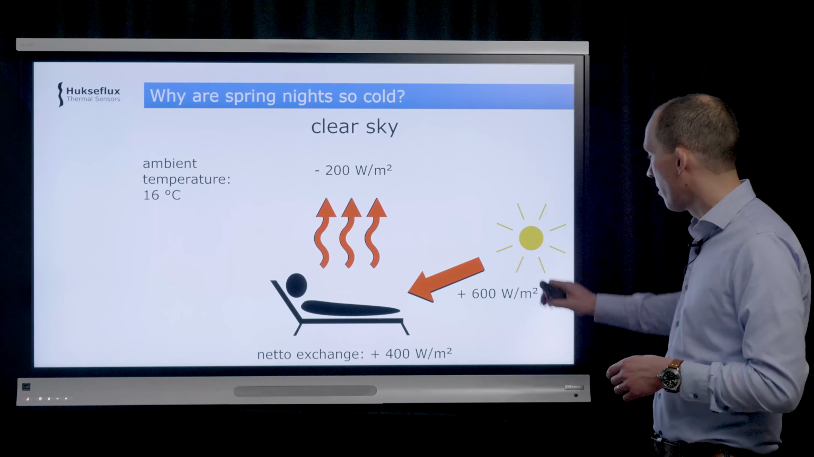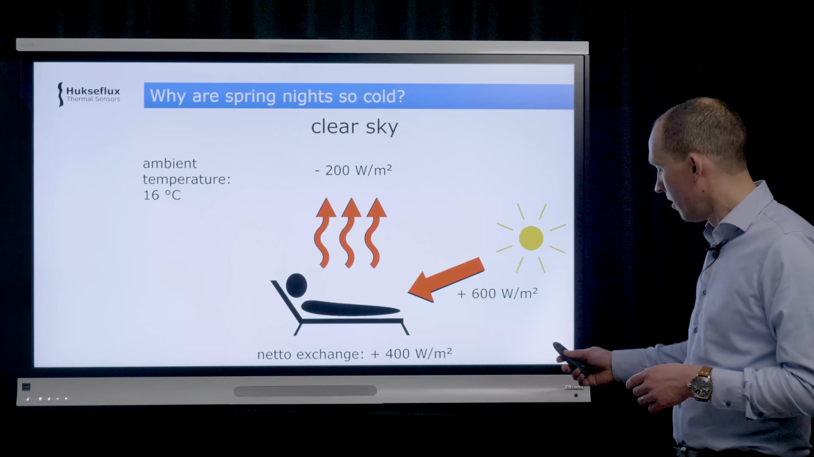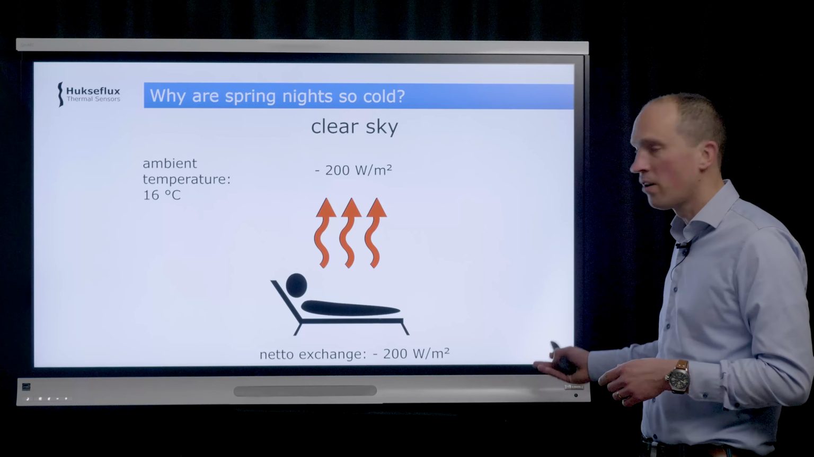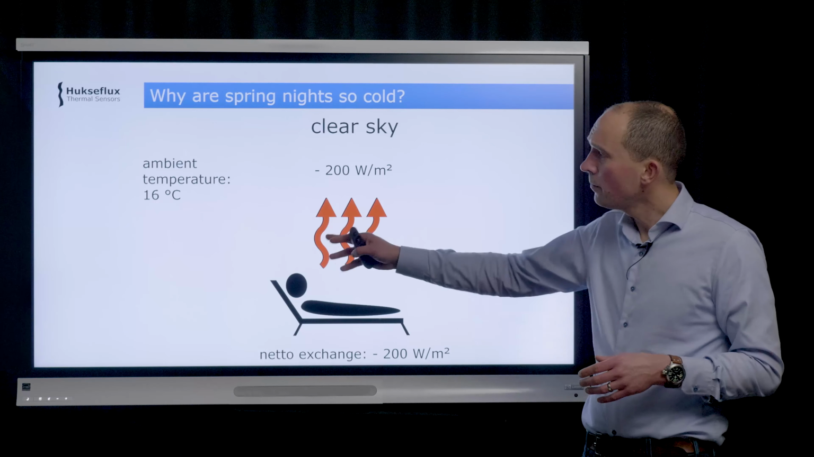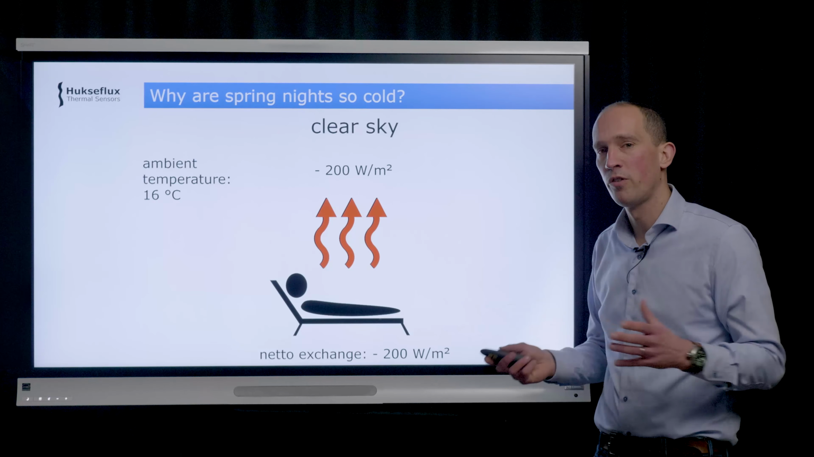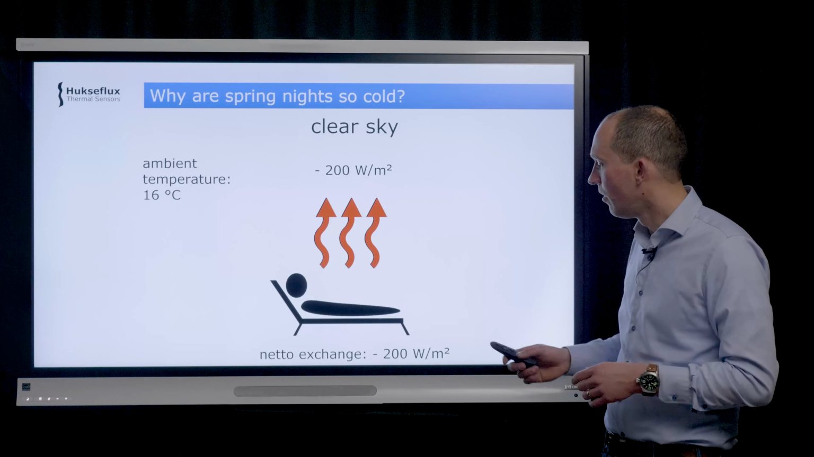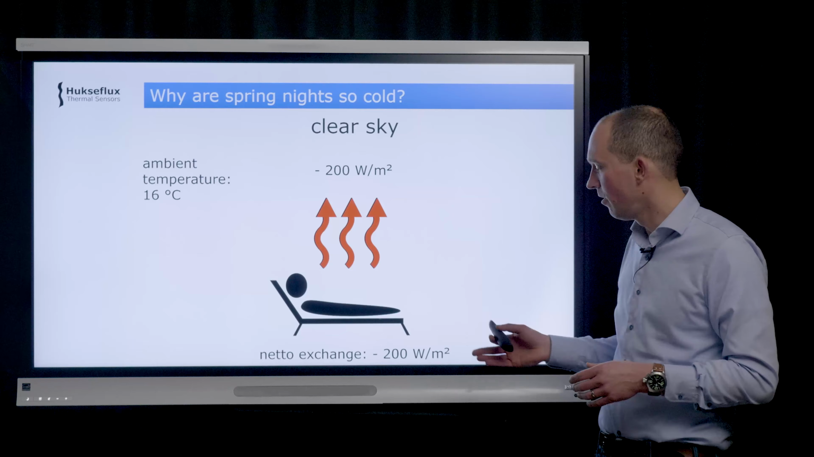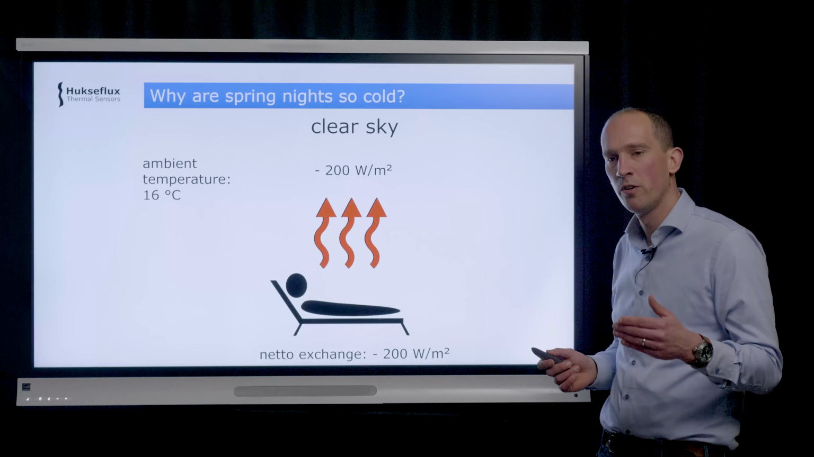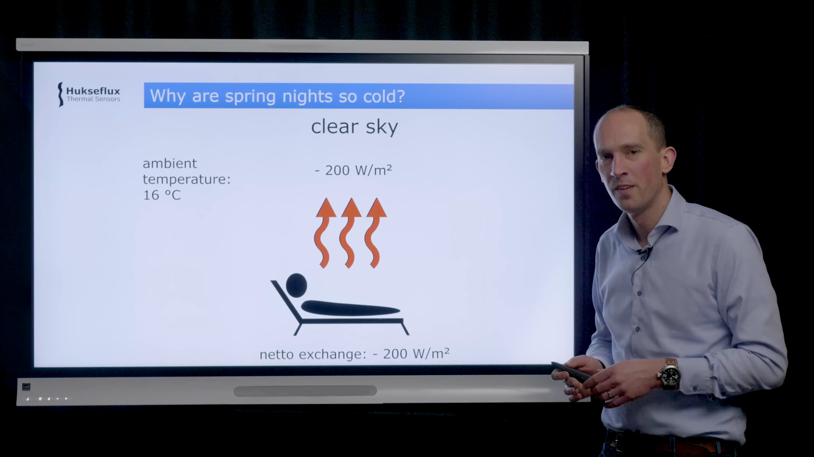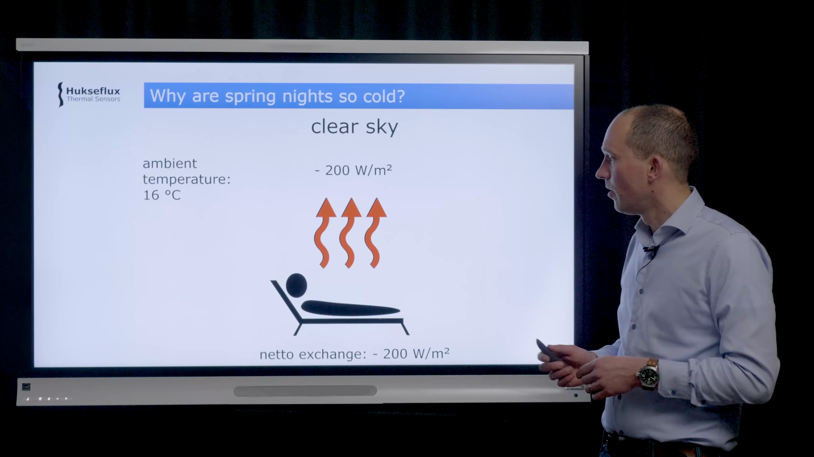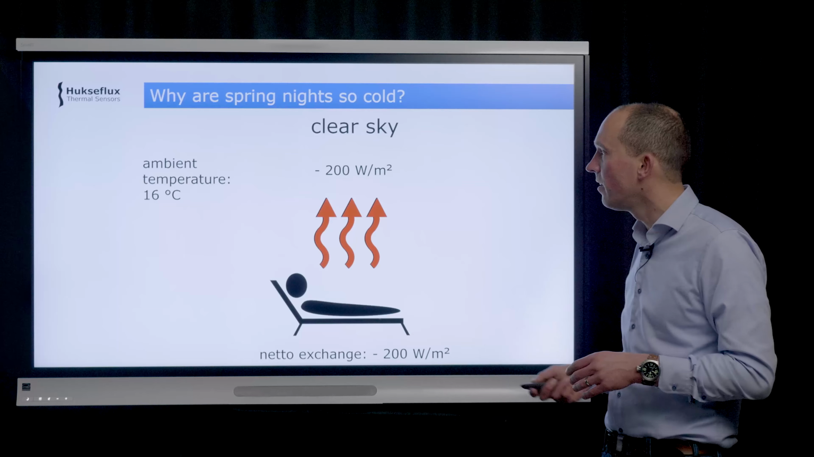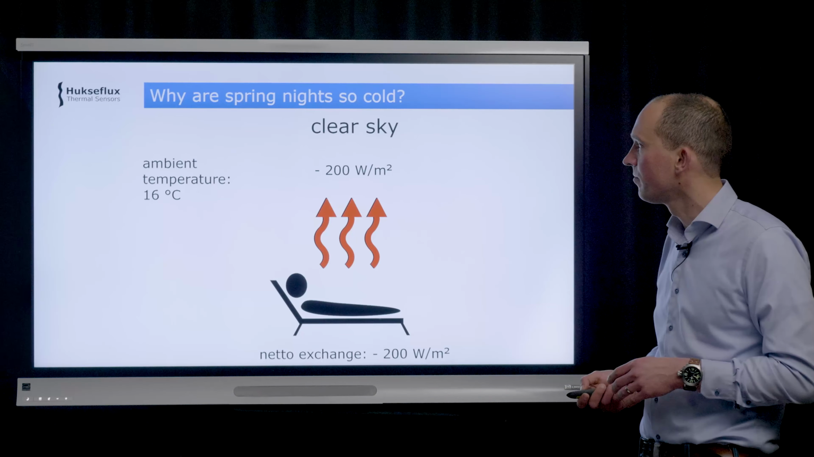Now what happens if the sun drops below the horizon? Immediately, this entire radiative term of the sun is lost. And while the ambient temperature hasn't really changed, it's still 16 degrees outside, all of a sudden your net exchange as a human has become minus 200 watts per meter squared, and you will feel yourself cooling down really quickly. So by understanding what heat fluxes are and how they work, it helps you to explain this situation and answer this question.